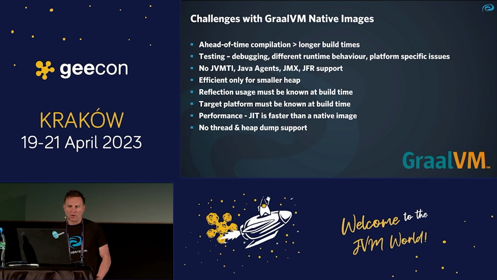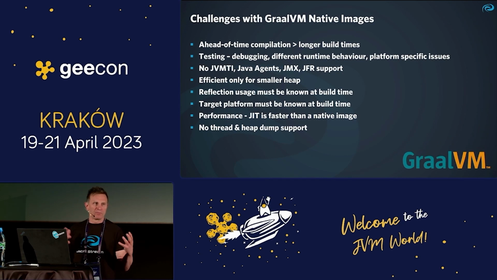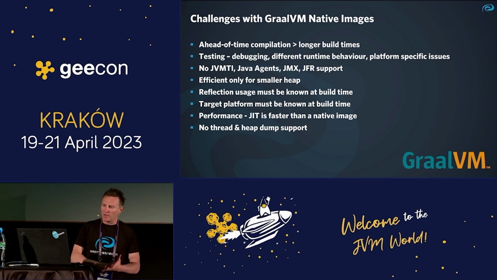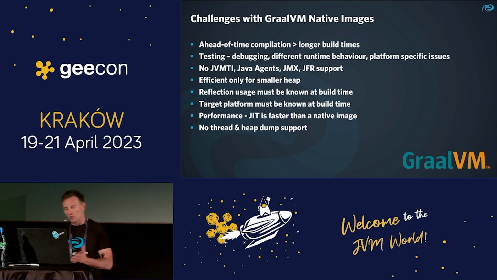But using GraalVM also has challenges. Ahead-of-time compilation will increase your build times, of course. Testing and debugging a native image is really tricky. And there are other challenges, like reflection, and it's not as fast as the JIT compiler. As soon as you run a common JVM with the JIT compiler, a hot JIT compiler will be faster than a native image. And you can't change anything at runtime.